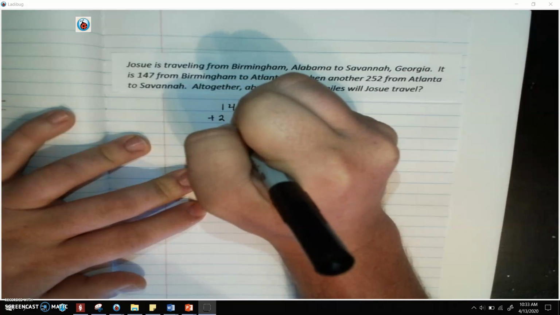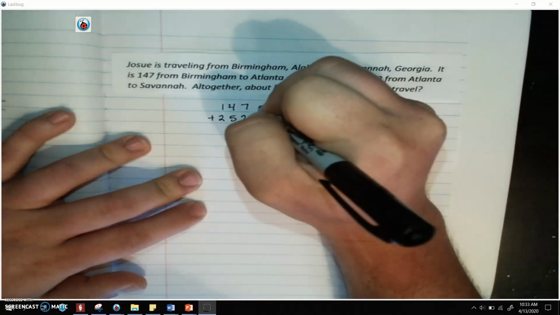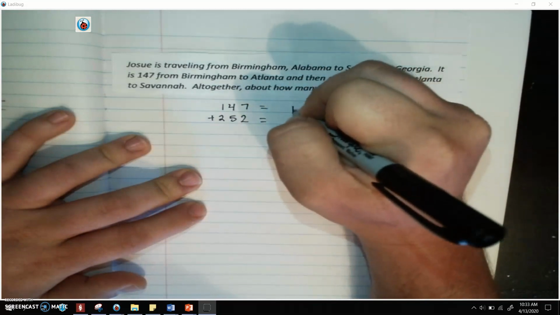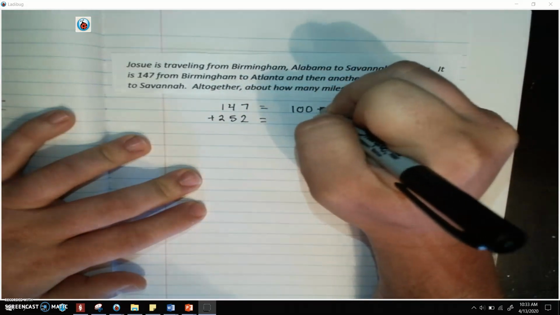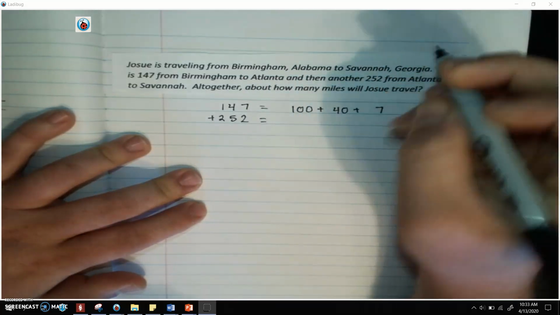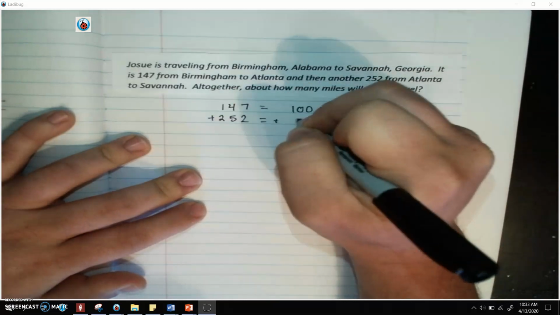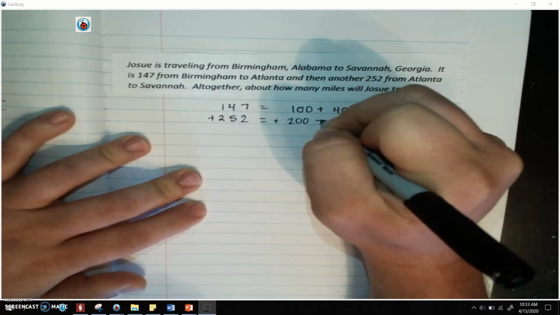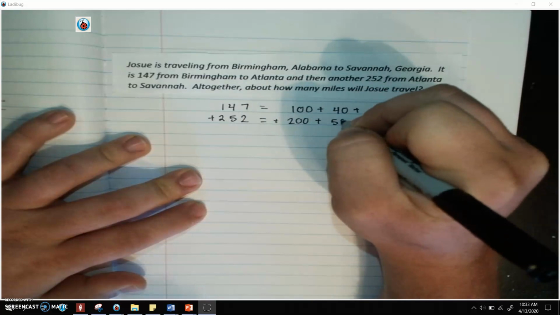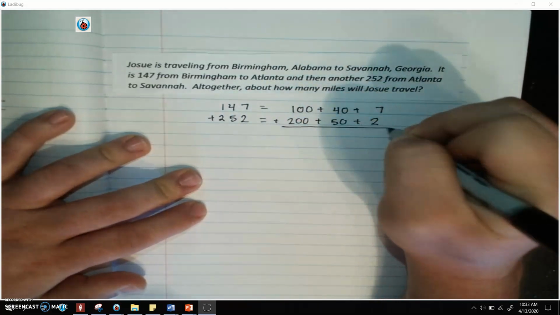plus 252. I'm going to decompose those. 100 plus 40 plus 7 plus, let's see, we have 200 plus 50 plus 2. Now I'm going to add up all of these individual place values.